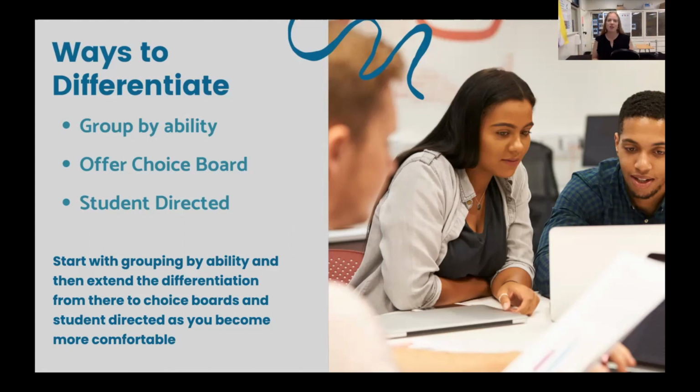So that's how you can differentiate in your flipped classroom. And you will have all these opportunities when you are no longer lecturing in the classroom, right? It opens up all these different opportunities for doing all these activities with your students.